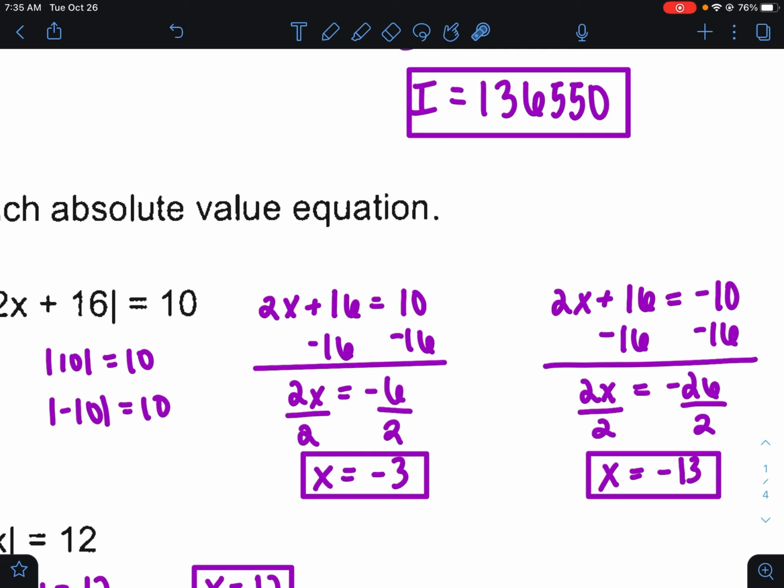Then you'll notice we do the exact same steps, and the only thing that's different is the right-hand side of that equation. We're going to subtract 16 to get 2x by itself. We're going to divide by 2 to get x by itself, and you end up with x is equal to negative 3 and negative 13. If we wanted to, we could plug these back in and check our answer to make sure that we get either a positive or a negative 10.